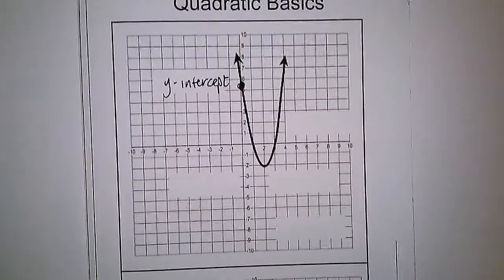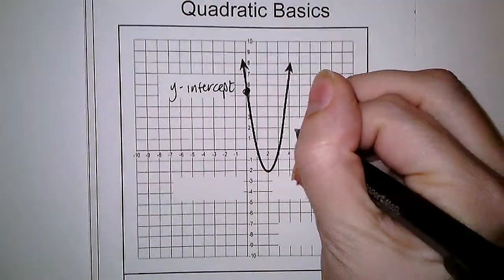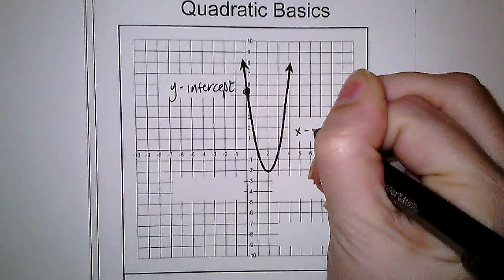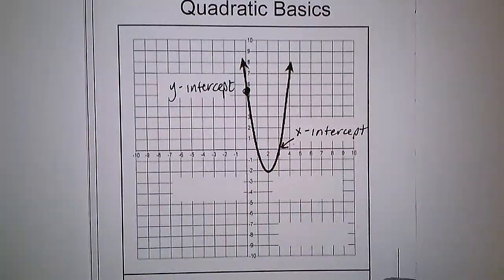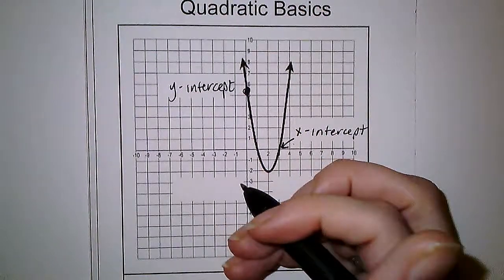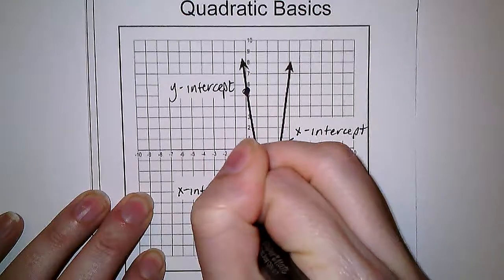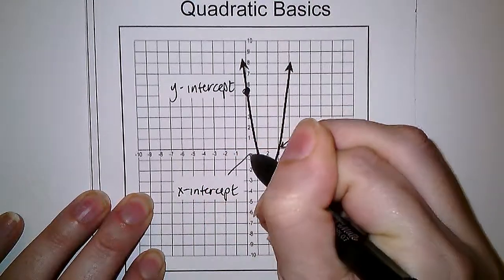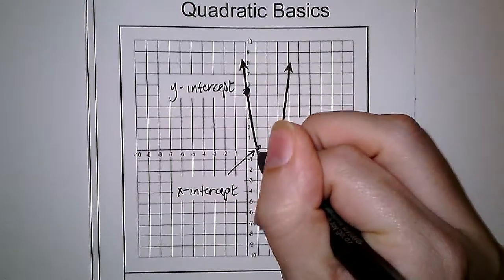So in addition to the y-intercept, we obviously also have x-intercepts. So here's my x-intercept, and that's going to be right here. And my other x-intercept we'll put here, and we'll draw an arrow to there. So our x-intercepts are where it's crossing the x-axis.